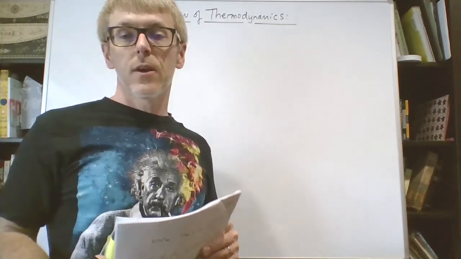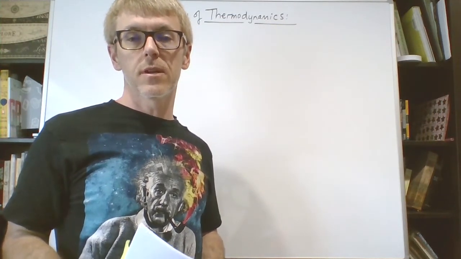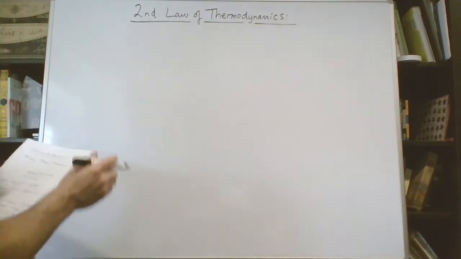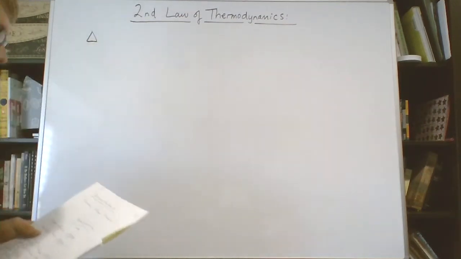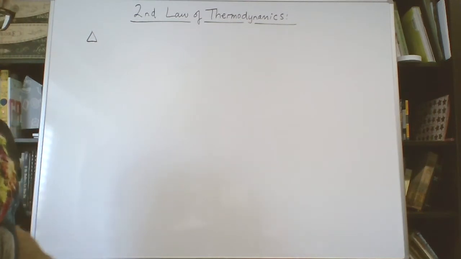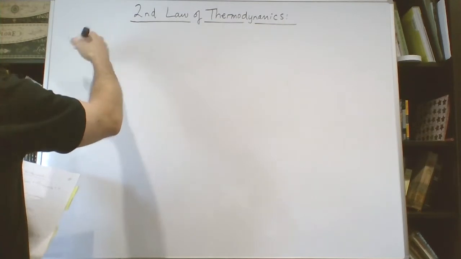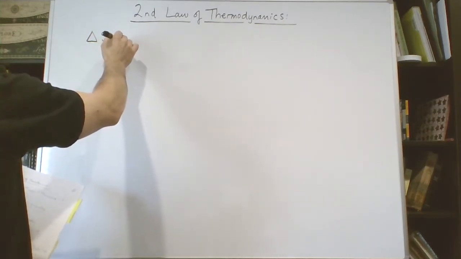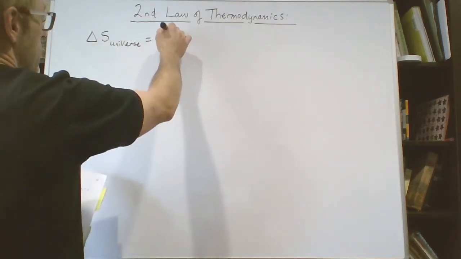In this video, I'll introduce some notes on the second law of thermodynamics for a general chemistry audience. So the second law of thermodynamics, one way to interpret it is the statement that the change in entropy of the universe is equal to the sum of the change in entropy of the system and surroundings, where entropy has the symbol S.